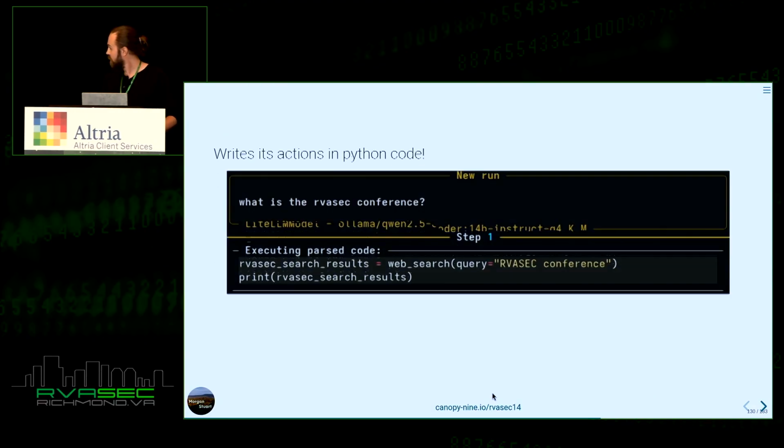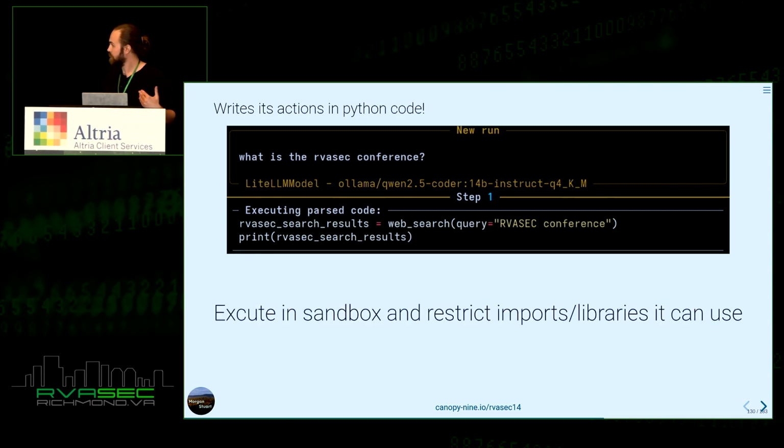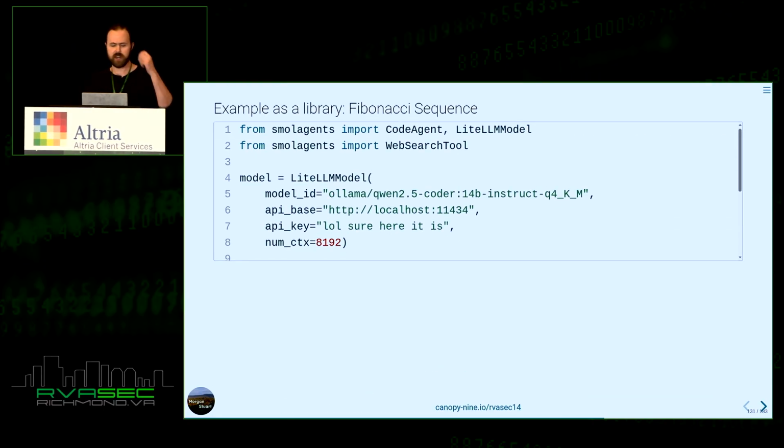That worked pretty well. What you missed because it was so fast is that it wrote some code. It wrote web search, query equals RVAsec conference. It ran that, which on the back end actually did a DuckDuckGo search and got some results back. It printed it out to itself so that it can use that in its answering. So it executes in a sandbox, and you saw how I could restrict what imports and libraries it could use. Let's look at an example using it as a library to calculate the Fibonacci sequence.